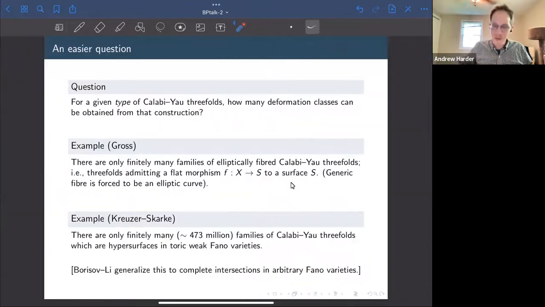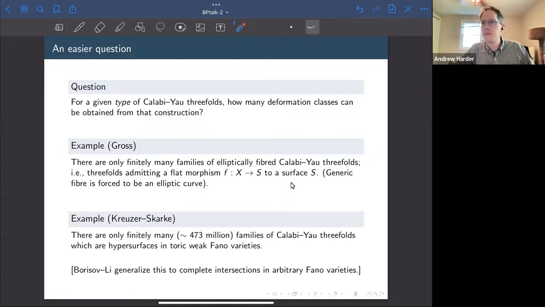And then there is a nice follow-up result, which is much more recent. So this is like 2014 or 2016. I think 2014, the arXiv paper came out. This is by Borisov and Lee. And what they do is they show that for a given dimension, so say Calabi-Yau threefolds, there's only a finite number of deformation classes which appear as complete intersections in Fano varieties of a given type. So this basically is a consequence of these big boundedness results that were obtained a little while back for Fano varieties.